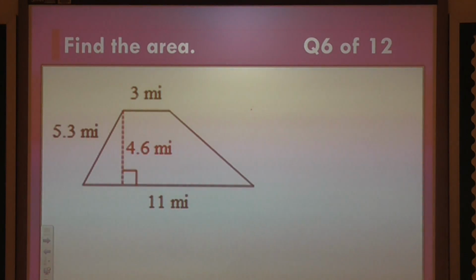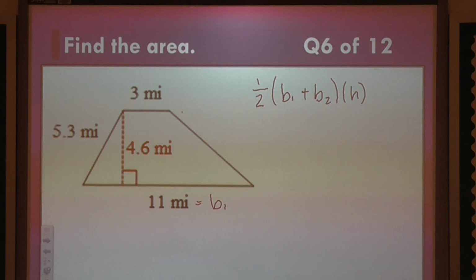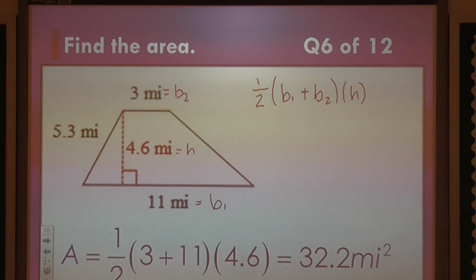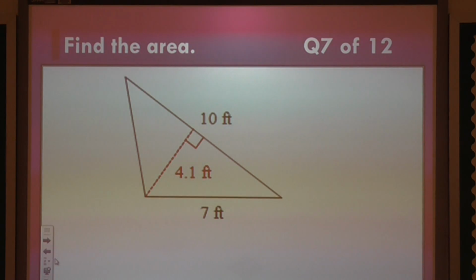Find the area here. This was the one that was 1/2. And I add my bases together and then multiply that times the height. This is going to be one of my bases. This is going to be my other base. So I'm going to plug those into the formula. This is going to be my height. And you get 1/2, 3 plus 11 times 4.6. Now again, this is in miles, so miles times miles is miles squared. Anytime you're talking about area, you're going to end up with your units squared.